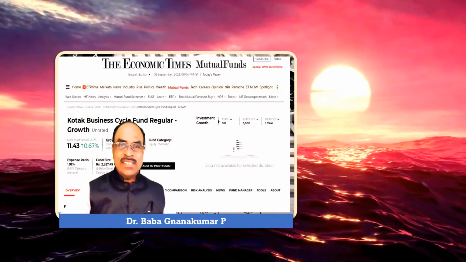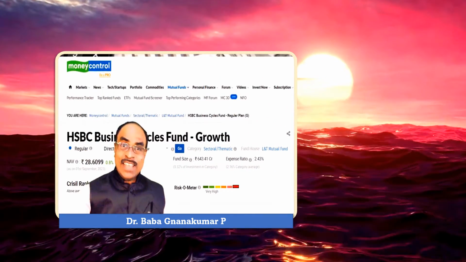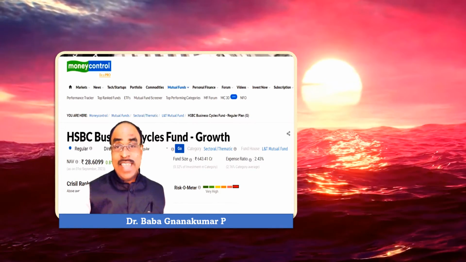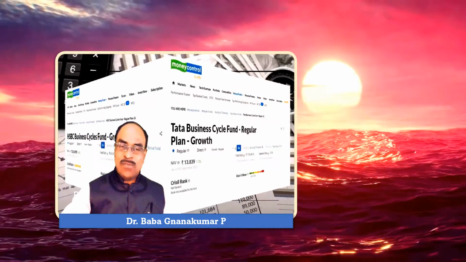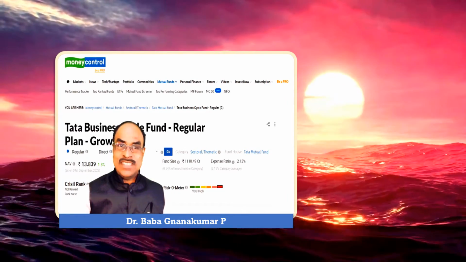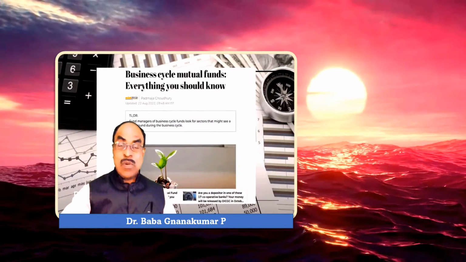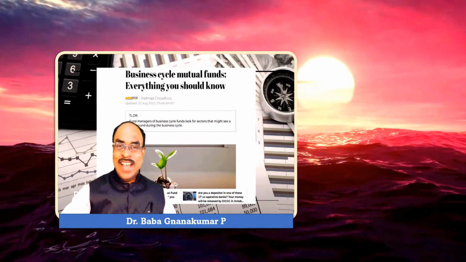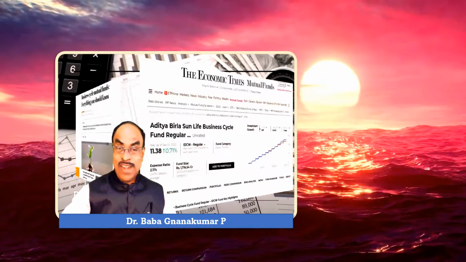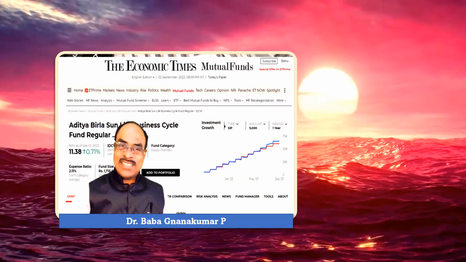Business cycles, as we know them today, were codified and analyzed by Arthur Burns and Wesley Mitchell in 1946 in their book titled Measuring Business Cycles. Based upon these business cycles, our investment people created the business cycle funds. What do you mean by these business cycle funds?